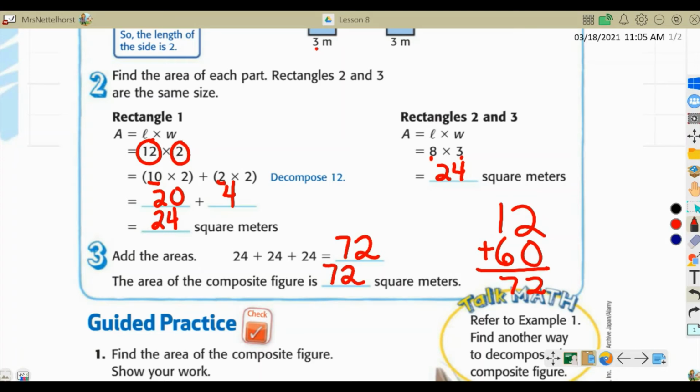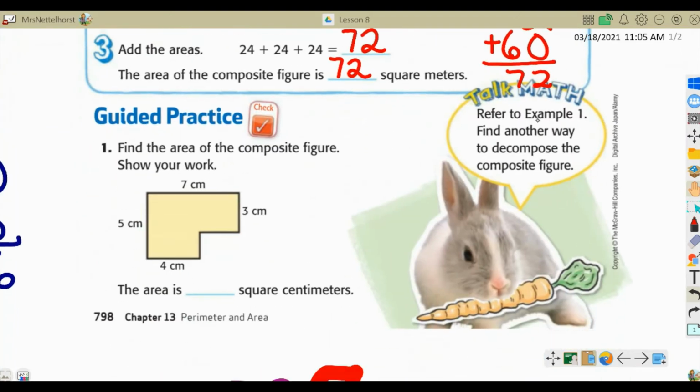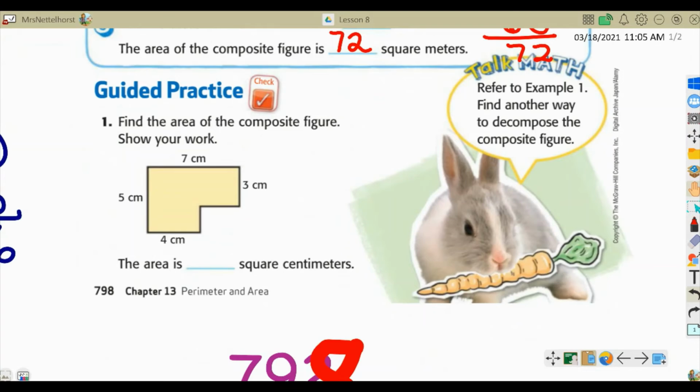All right. That's a lot of steps, I know. But you know how to do all the pieces. You just have to put them together, compose them. Okay, so find the area of the composite figure, show your work.